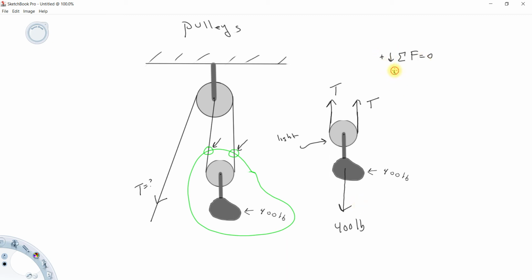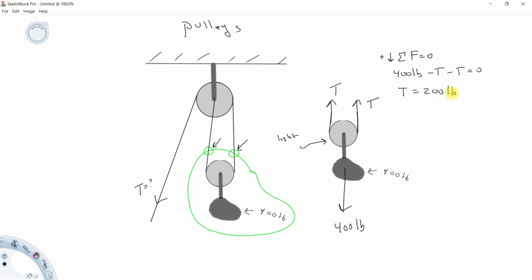Then we would have plus 400 pounds down minus T for one of these, minus T for another one, and then equals 0. And I'm just going to skip right to the nitty-gritty here. If you solve that for T, you're going to get 200 pounds.